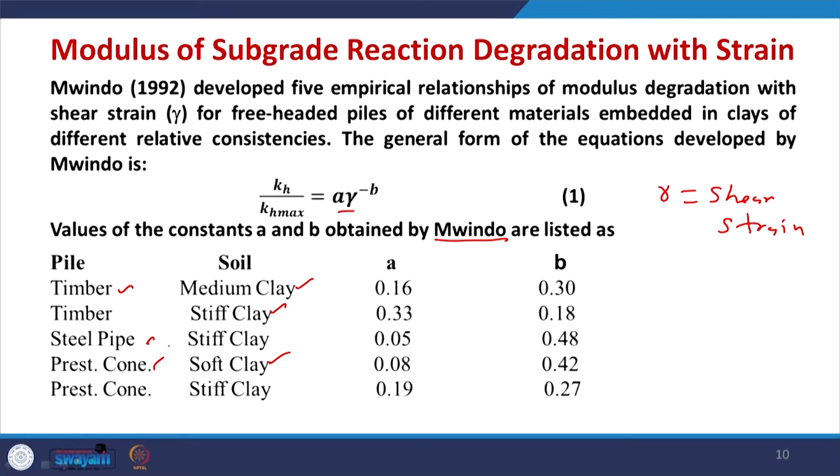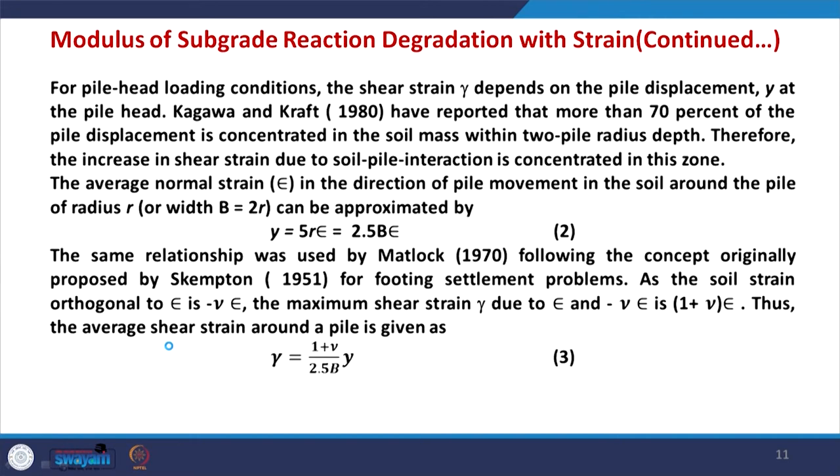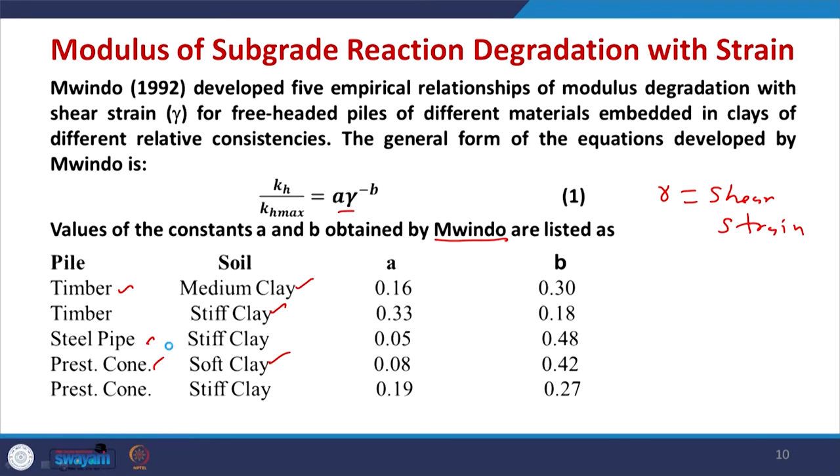So equation 1 indicates how you can take into account the effect of strain on this modulus of subgrade reaction. But further analysis has been done for this aspect. The first issue that comes here is how you work out the value of strain gamma, how to calculate the value of gamma if you know the deflection, or what is the relation between deflection and strain.